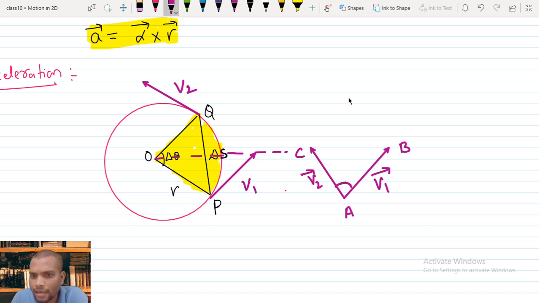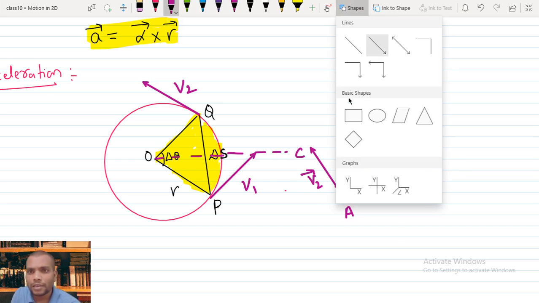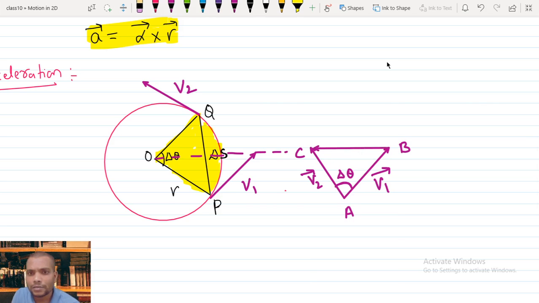If this is the angular displacement delta theta, don't be confused, this is apart from the circle only, but I drew it here to show it separately. And if we add the two vectors, we get the resultant. So this is the resultant vector, delta v. Now the arrow marks, I purposefully drew the vectors like this to show the acceleration is acting towards the center.